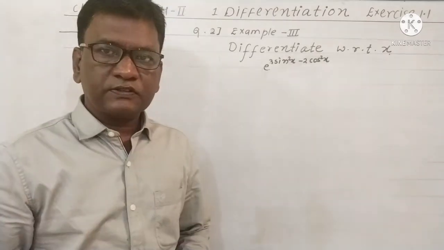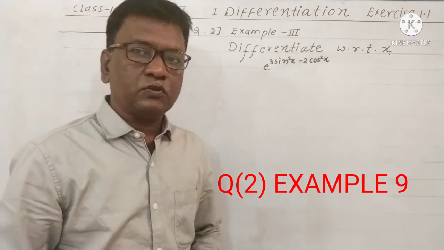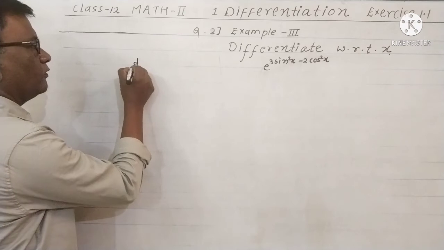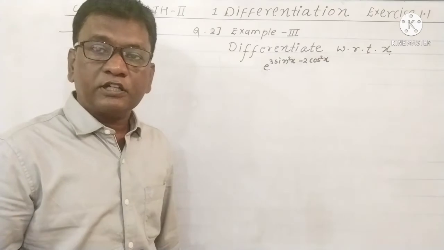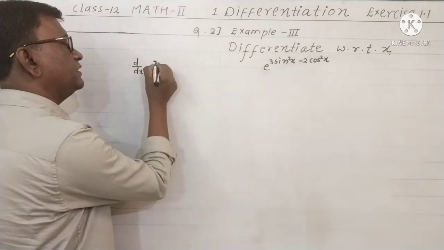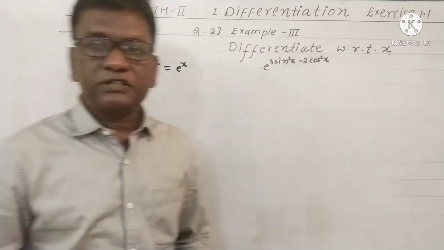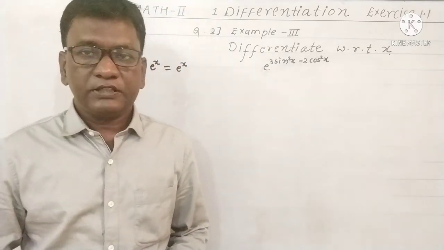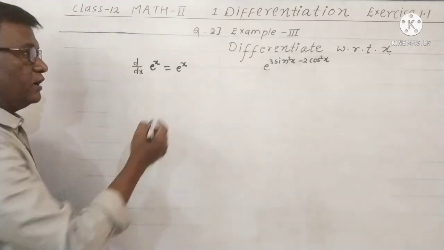Our next example is e raised to 3 sin square x minus 2 cos square x. Again we have the basic formula for the derivative of the exponential function: d by dx of e raised to x is equal to e raised to x.